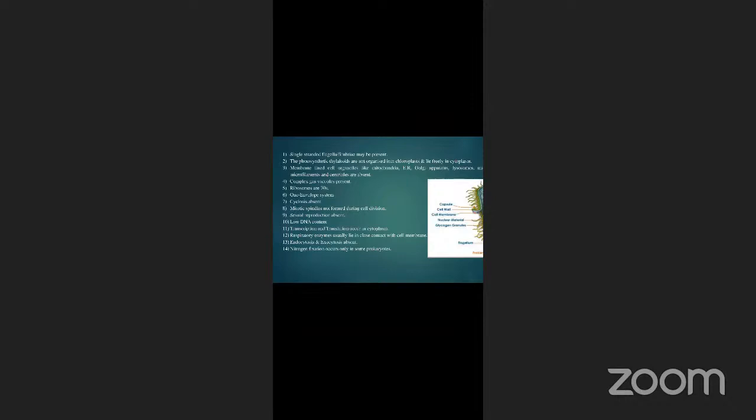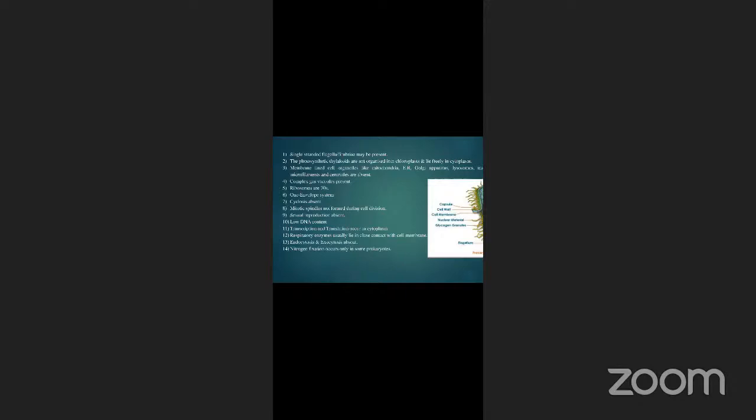Then ribosomes are 70S, that is, made up of two subunits, 30S and 50S. 30S is the small subunit, 50S is the large subunit. Then one envelope system. Then cyclosis, that's the movement of cytoplasm, is absent. Then mitotic spindles are not present during cell division. Sexual reproduction is absent, usually through fission, binary fission, or if it is through conjugation, okay?